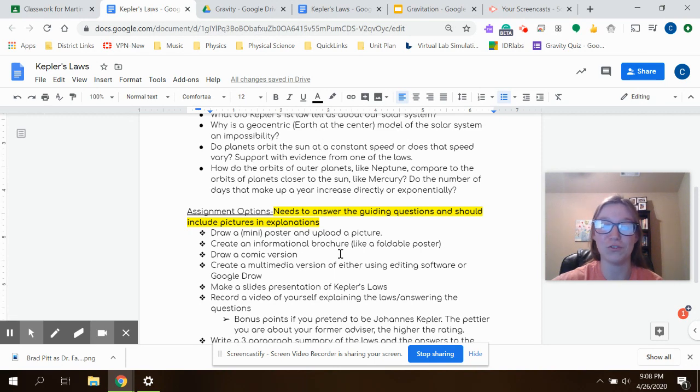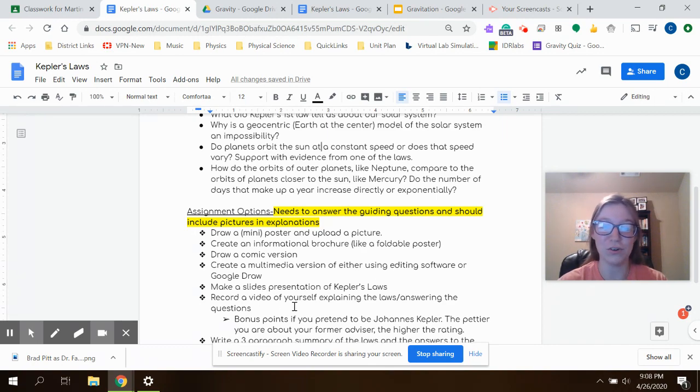Create an informational brochure, like a sort of foldable, if you guys remember those foldables. It's sort of the same thing as my infographic, but either way. You can draw a comic book type version. I actually asked for this one year and I got super excited about the results. So really into that. Make a slides presentation of Kepler's laws. So just a slide per law of what's happening, what it is.